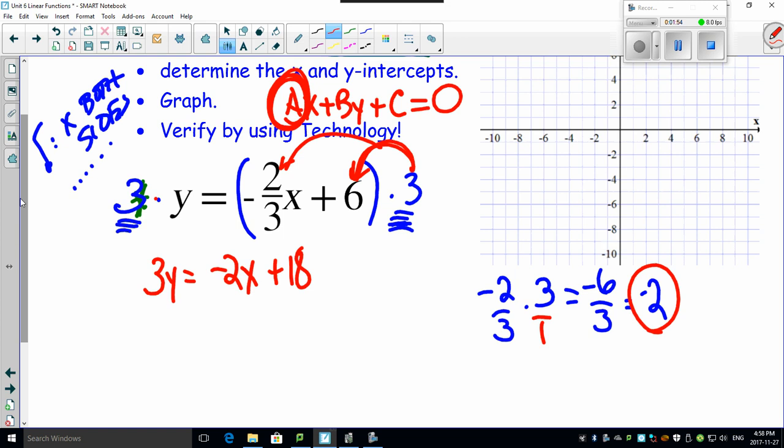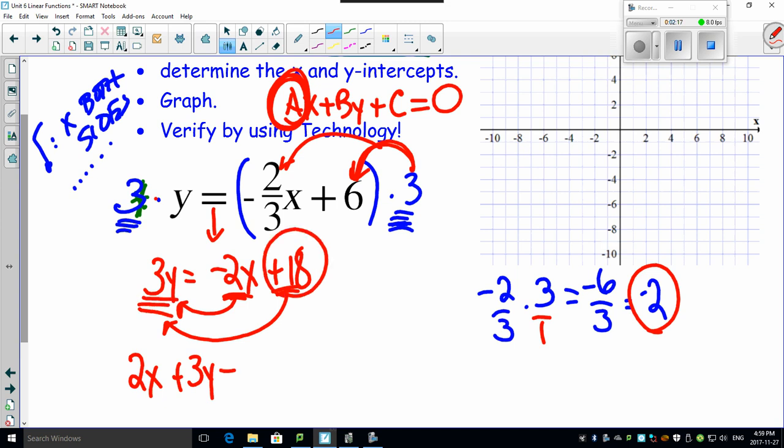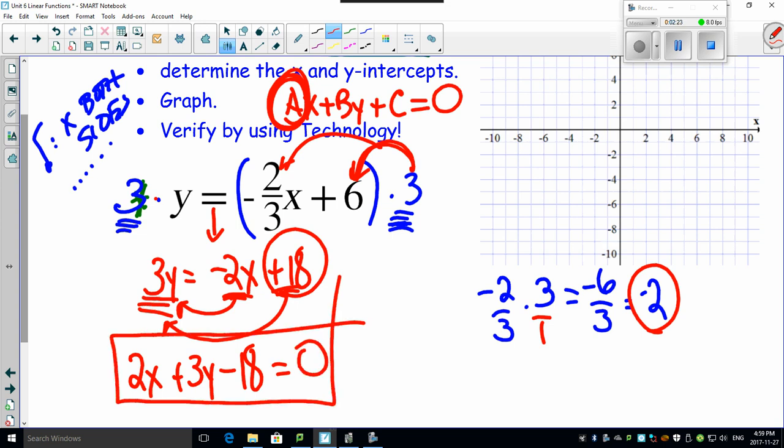Check this out. I'm going to take this guy and this guy, and I'm going to bring them both over to the other side. Why am I doing that? Because this guy's negative. By bringing it over to the other side, yep, it makes it a positive. So here comes my 2x, which is now a positive. There's my 3y, which was positive to begin with. Bringing the 18 over, I got to make it a negative, and look at that. It all equals 0, and there's my general form.